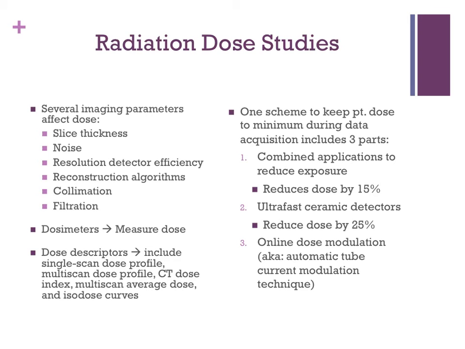So one scheme to keep the patient dose to a minimum during data acquisition includes 3 parts. The first is combined applications to reduce exposure, and this is where a pre-patient filtering technique is applied, and it reduces the dose by 15%. The second part is the use of new ultrafast ceramic detectors, and these detectors actually reduce the dose by 25% in a CT scan. The third part is online dose modulation. This is also known as automatic tube current modulation technique, and this is where the mA is optimized to the patient characteristics in order to reduce the dose.